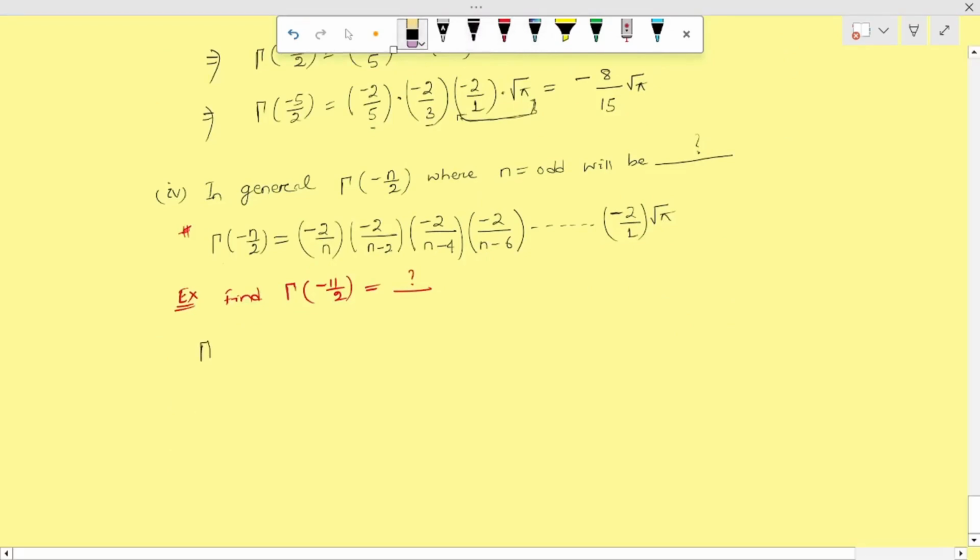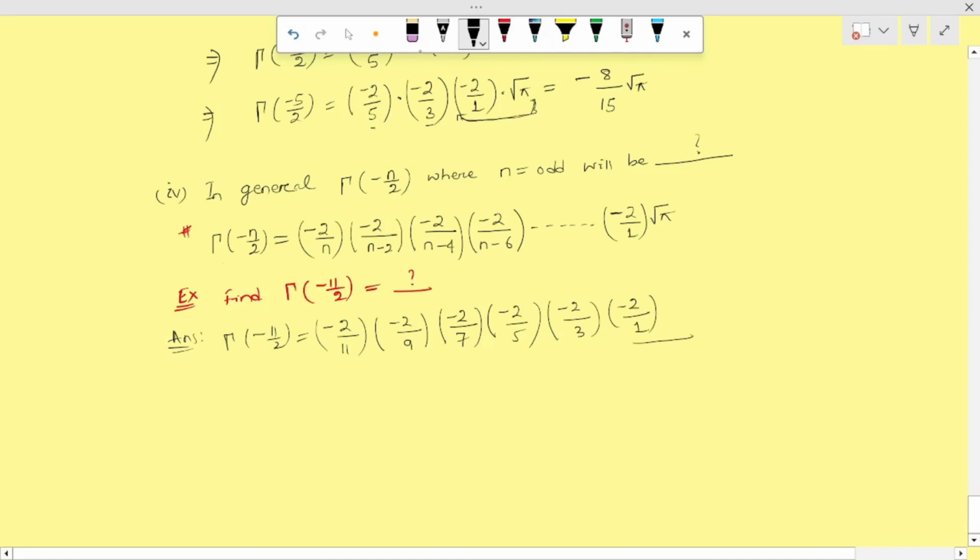Here you can see this is your answer. Directly write gamma minus 11 by 2 equals, first term minus 2 by 11, then minus 2 by 9, since 11 is reduced by 2 each time, then minus 2 by 7, minus 2 by 5, then minus 2 by 3, then minus 2 by 1, this last term, and after this term you have to write root pi.